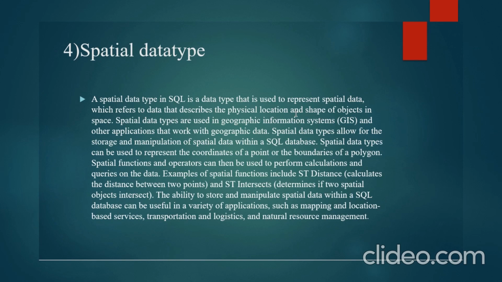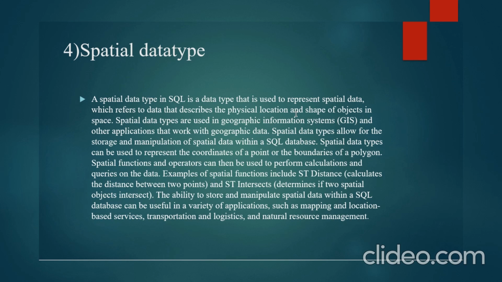Now let's see the fourth one, spatial data type. A spatial data type in SQL is a data type that is used to represent spatial data, which refers to data that describes the physical location and shape of objects in space. Spatial data types are used in geographic information systems and applications that work with geographic data. Spatial data types allow for the storage and manipulation of spatial data within a SQL database. Spatial data types can be used to represent coordinates of a point or boundaries of a polygon.